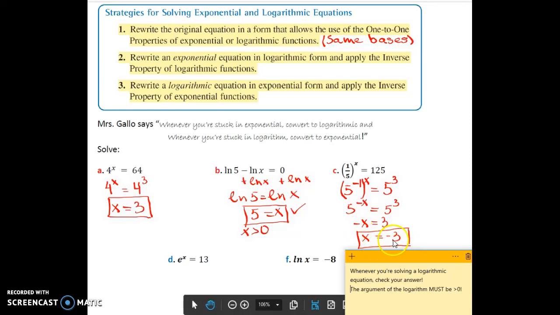Now note for here, I am allowed to have a negative exponent, so I don't have to worry about checking it. In case that you want to double check your work, absolutely, you can input in the calculator 1/5 quantity to the negative third power and make sure that it does indeed give you 125.